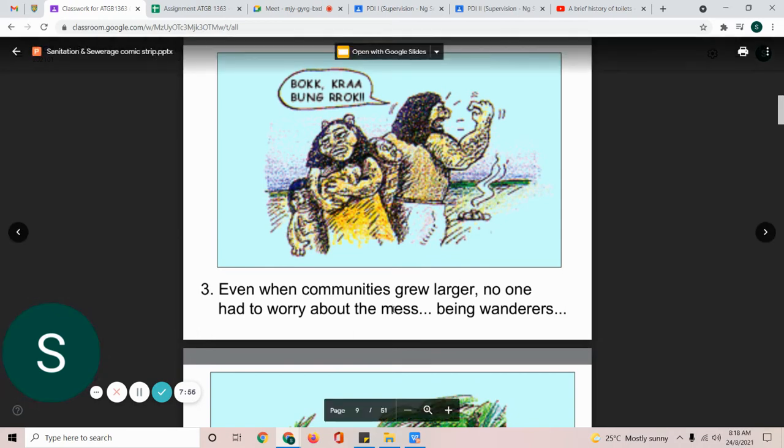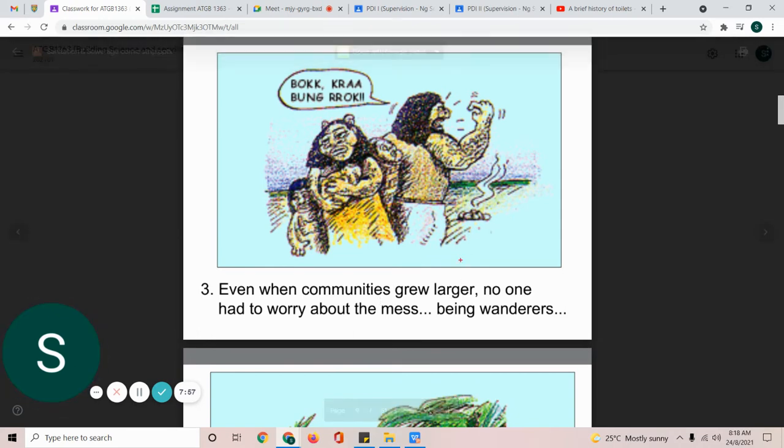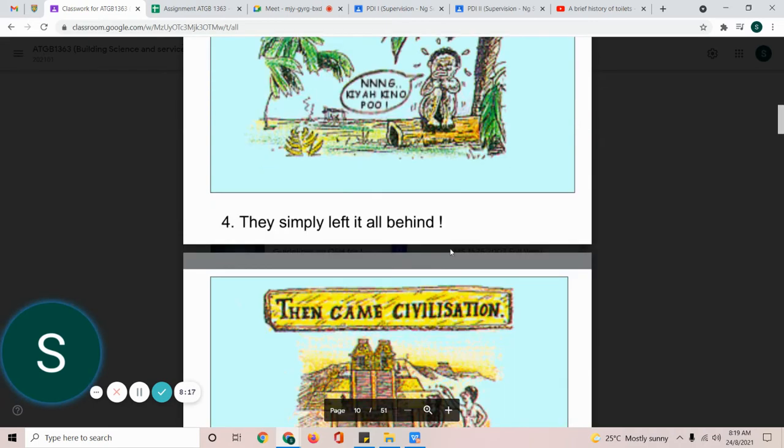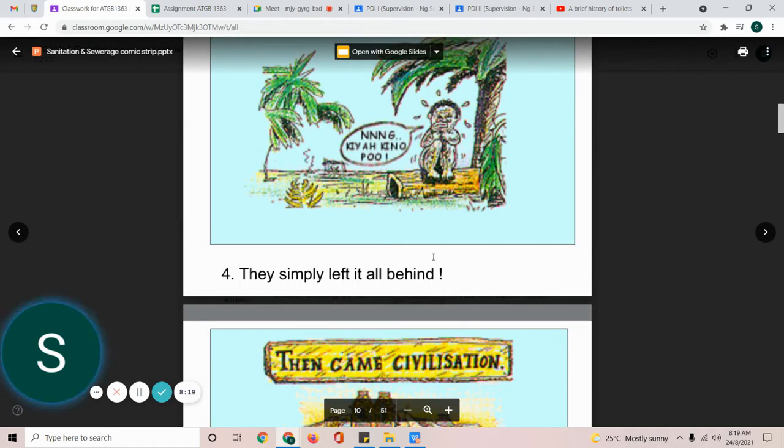But then as we grow bigger, meaning as we start to settle down and grow from, let's say, a few houses for a few hundred people, we have a village, and then we start becoming a city where we have millions of people. So we call that a city. Then we have to start worrying about this sort of services. But before that, we aren't really very smart. So we just leave it all behind. So we don't have the knowledge that we have now.